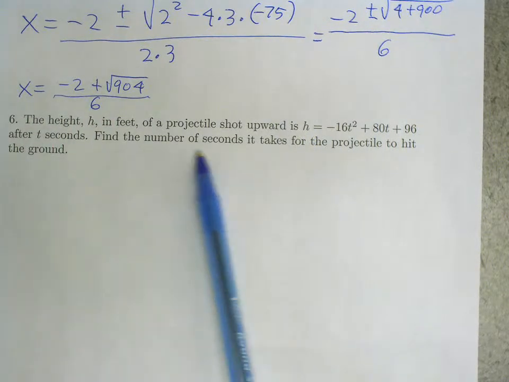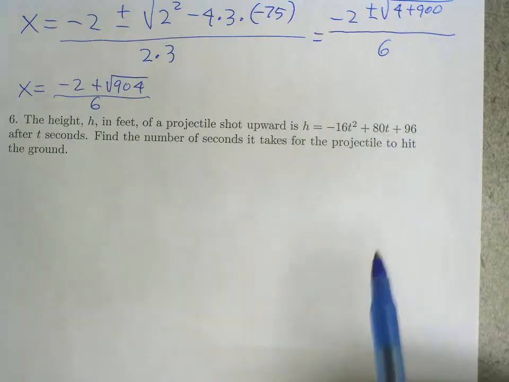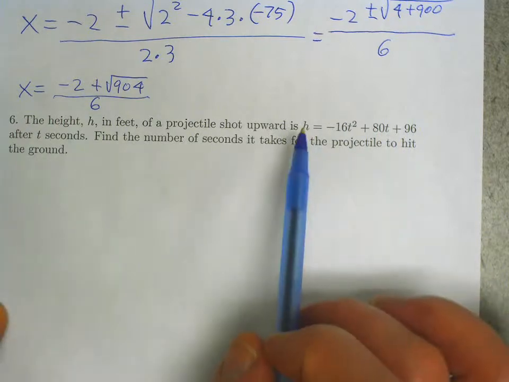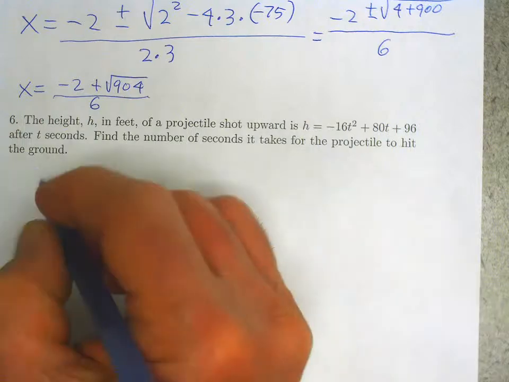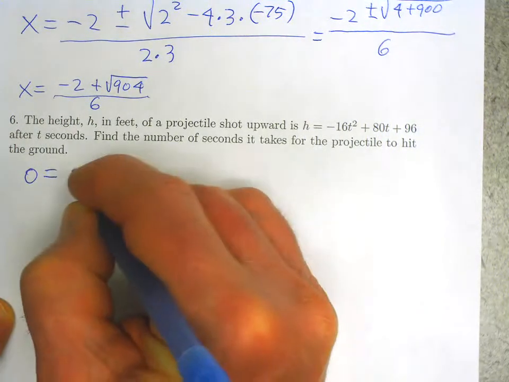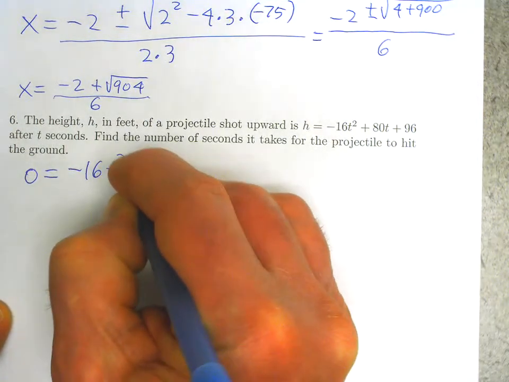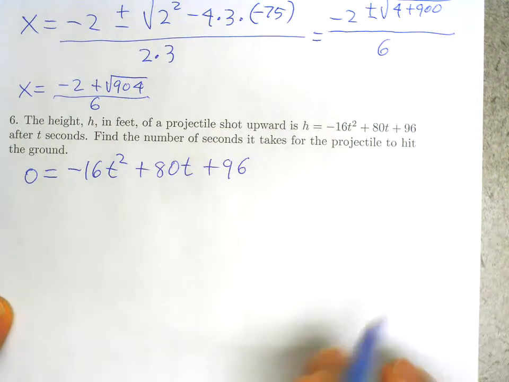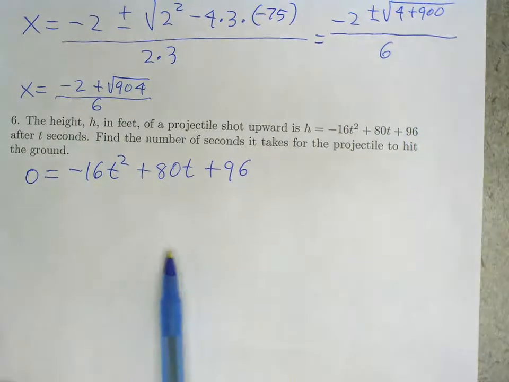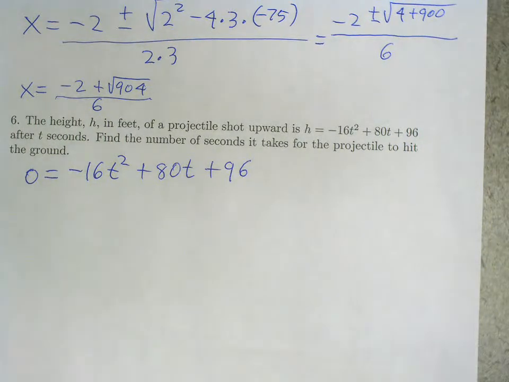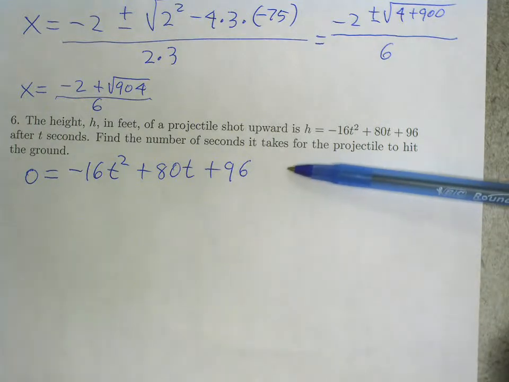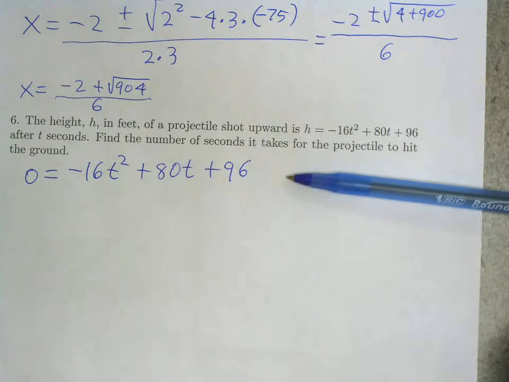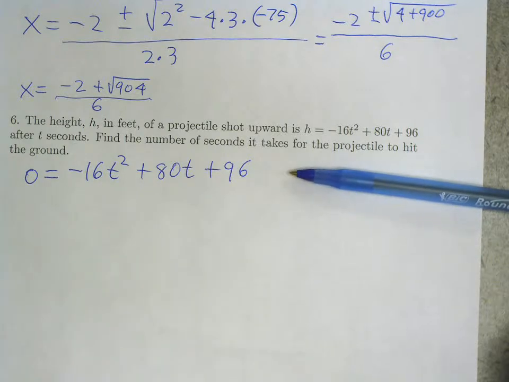So to find the number of seconds t it takes for the projectile to hit the ground, we just replace h with 0, set it equal to negative 16t to the second plus 80t plus 96. And then we solve this equation for t. This is a quadratic equation in the variable t. So we know how to solve any quadratic equation. We can always use the quadratic formula.